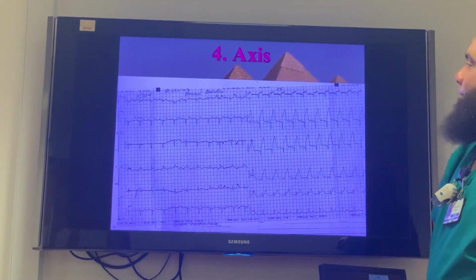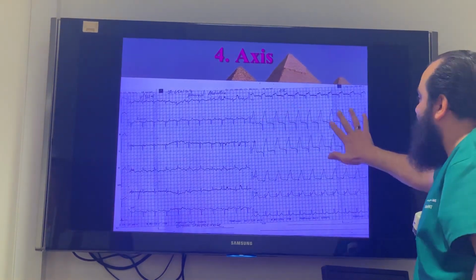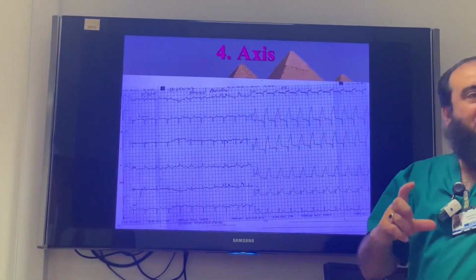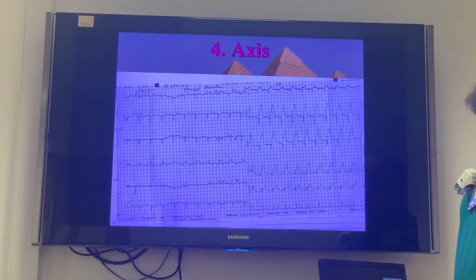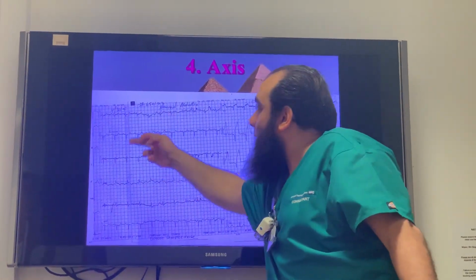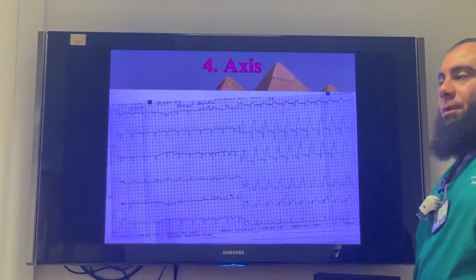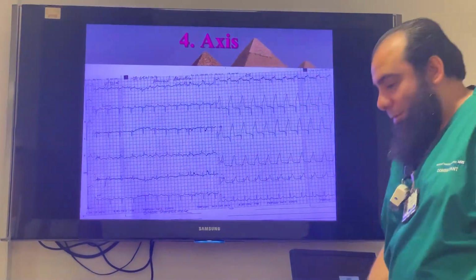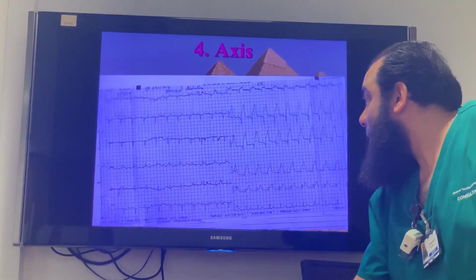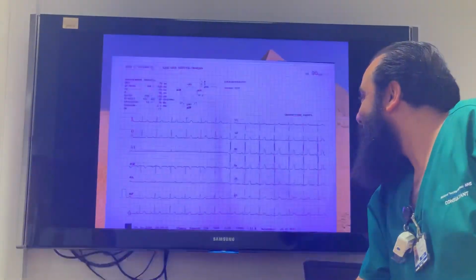Where are the leads? Leave it. I need to see the axis only. You are here for the axis. Extreme axis, indeterminate axis, or extreme axis. Both of them are down, negative. MI can do this, that's a big one. Okay, good.